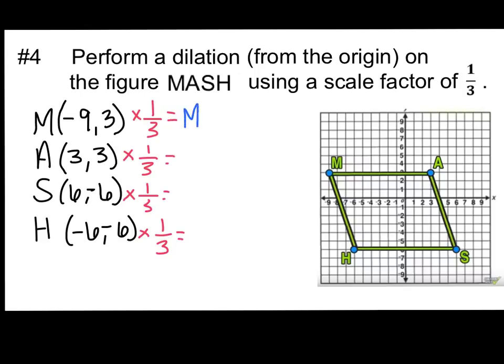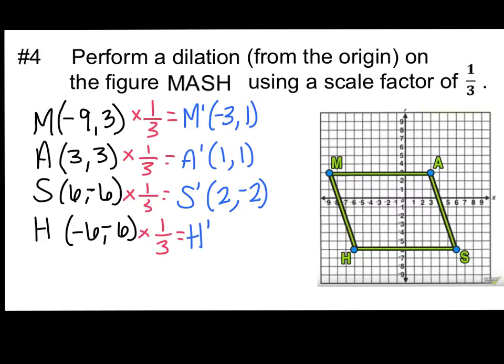okay, so M prime, when we divide by 3, we end up with negative 3. When we divide 3 by 3, we end up with 1. A prime, 3 divided by 3 is 1, and 3 divided by 3 is 1. S prime, 6 divided by 3 is 2. Negative 6 divided by 3 is negative 2. And H prime, negative 6 divided by 3 is negative 2. And negative 6 divided by 3 is negative 2.